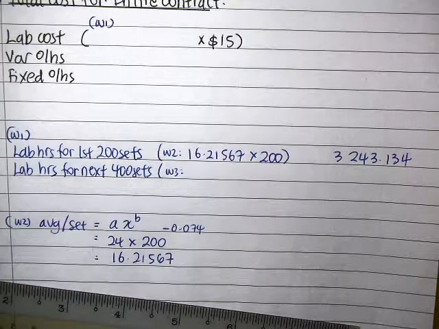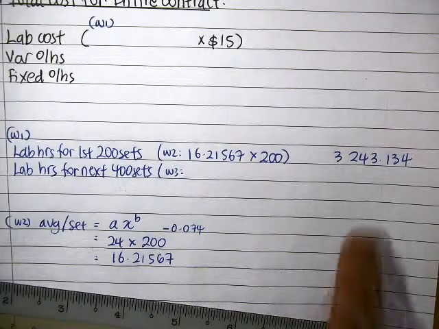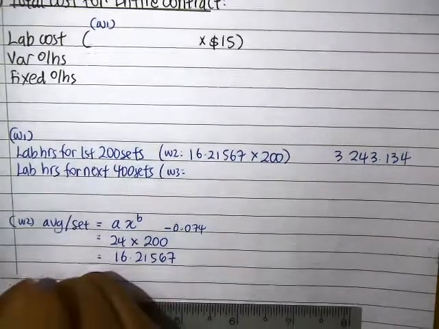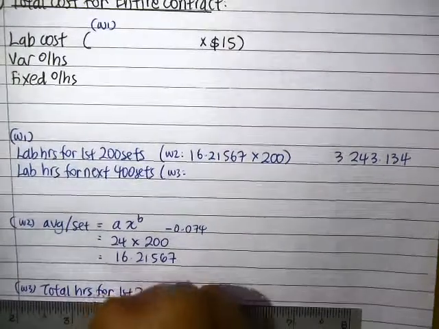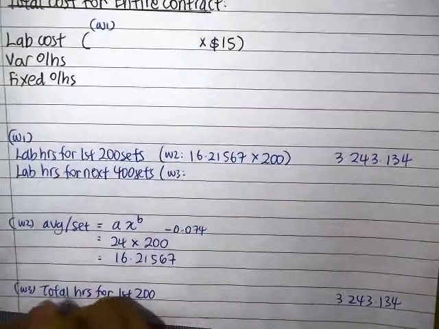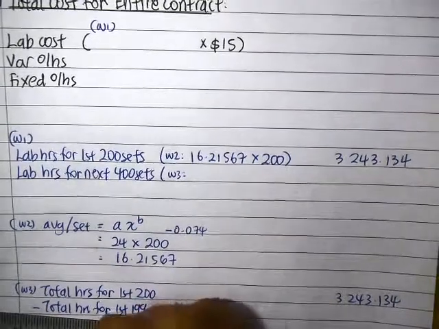Now, but the next 400, the problem is what? The learning stop already. So the learning stop means you got to find me the actual hour for set number 200. And how do you find the actual hour for set number 200? You must take the total hour for 200 minus the total hour for the 199, right? So this is what we're going to do. Total hour for the first 200 is 3243.134 minus the total hour for the first 199.